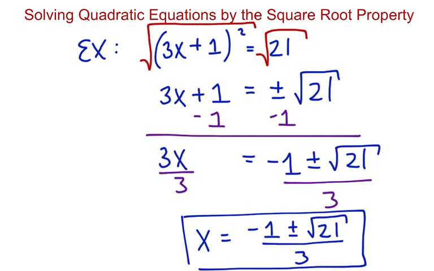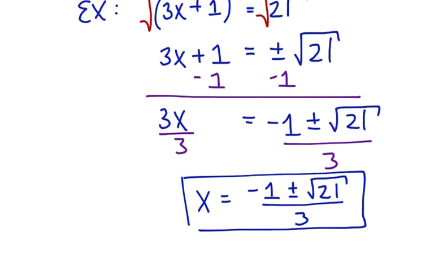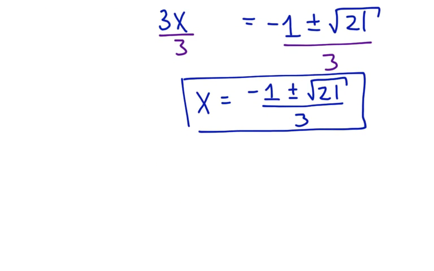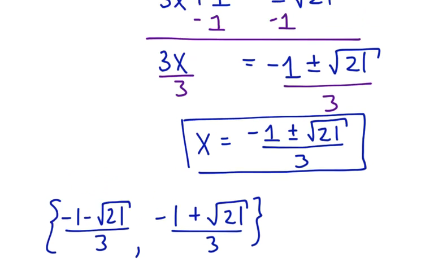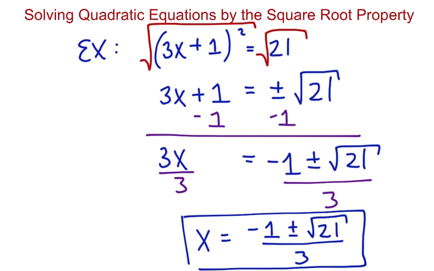In solution set notation, it would just be broken up as two values. So I'll just go ahead and show that in case you're interested. It would be a -1 minus root 21 divided by 3, and a -1 plus root 21 all over 3. And that would be it. So hopefully this helps clarify using the square root property, a few examples, and that's it for now.